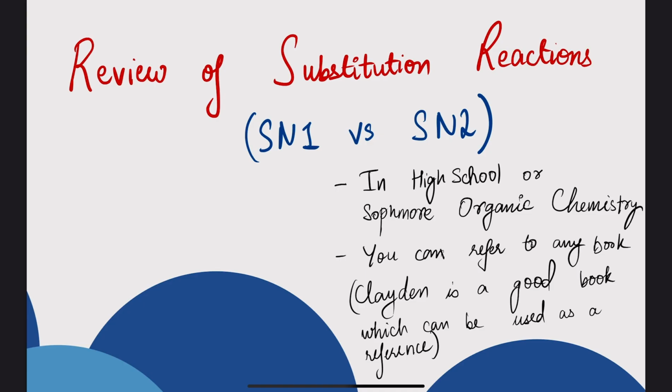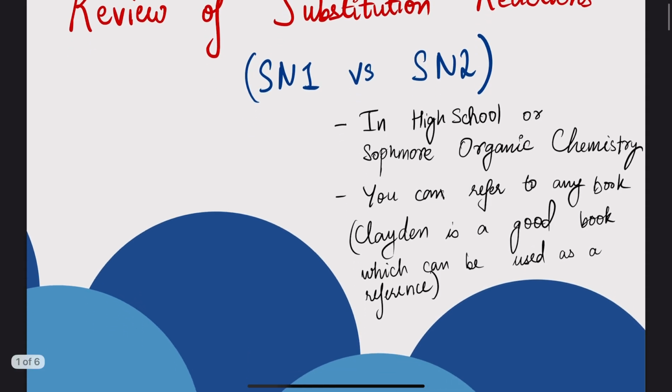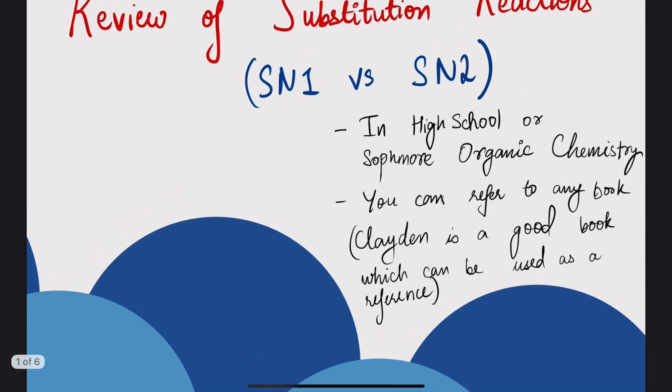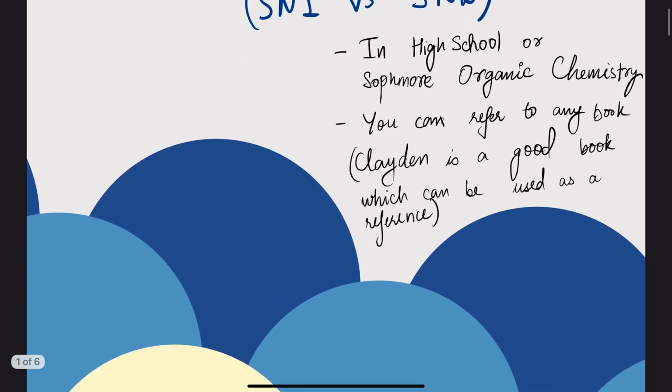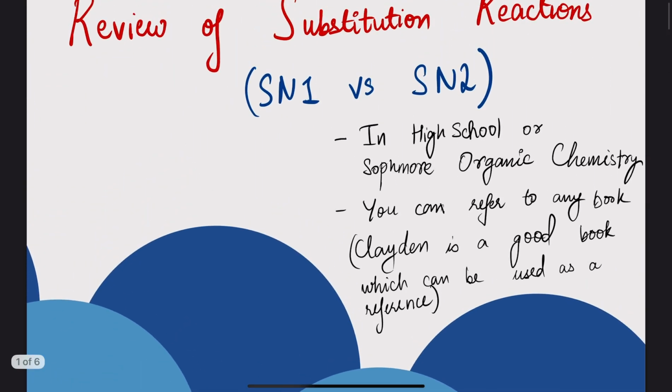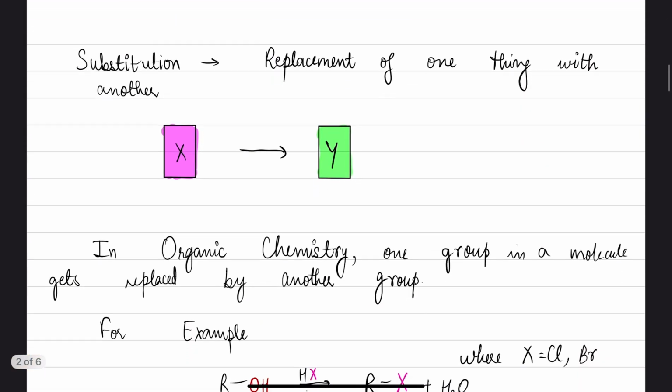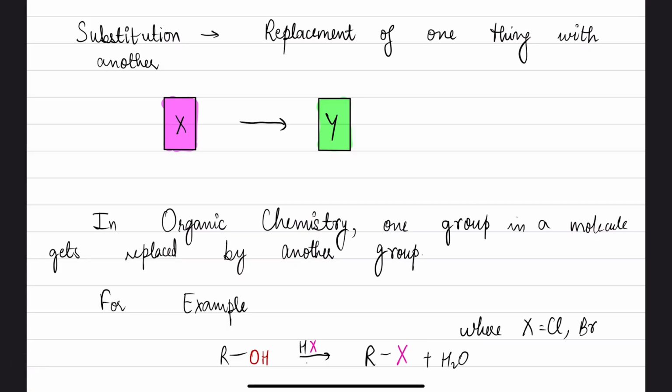People usually study them in high school or sophomore organic chemistry, and there are various textbooks which talk about them. Any good organic chemistry textbook will talk about it, and I just prefer Clayden over other books, but you can refer to any textbook you want. Sophomore organic chemistry will probably talk about it in more depth as compared to a high school textbook. But anyway, substitution just means replacement of one thing with another.